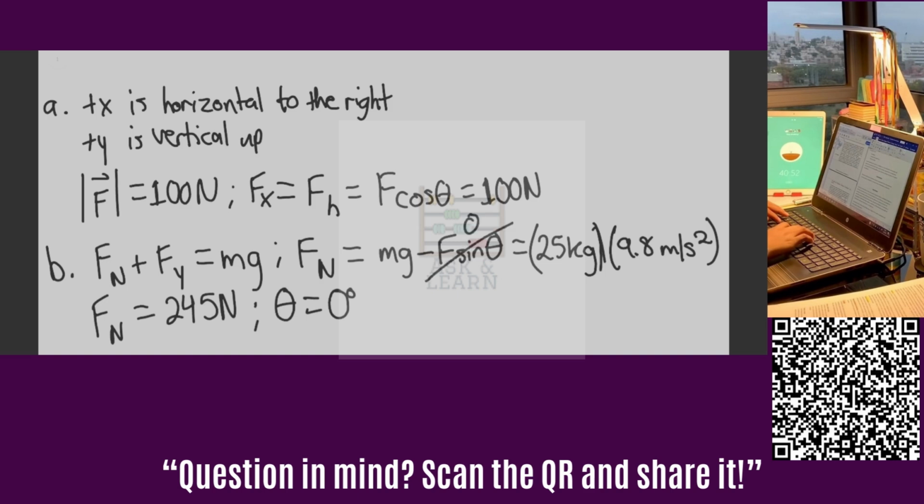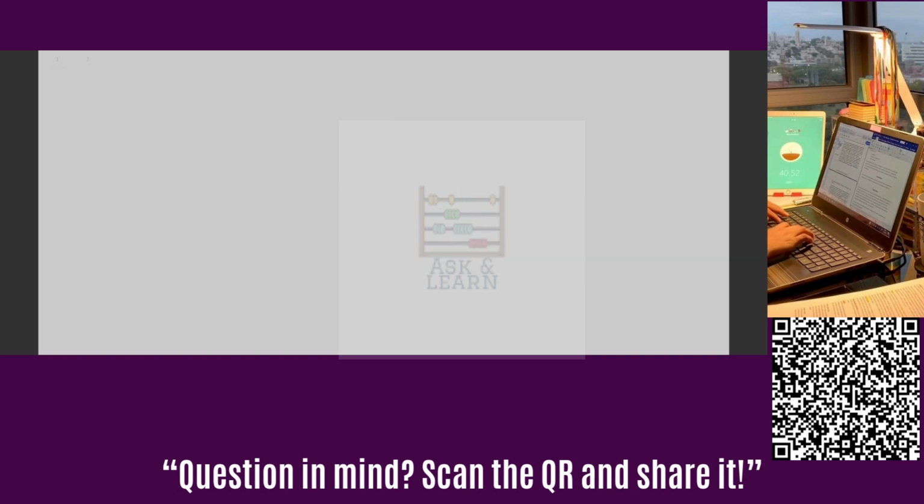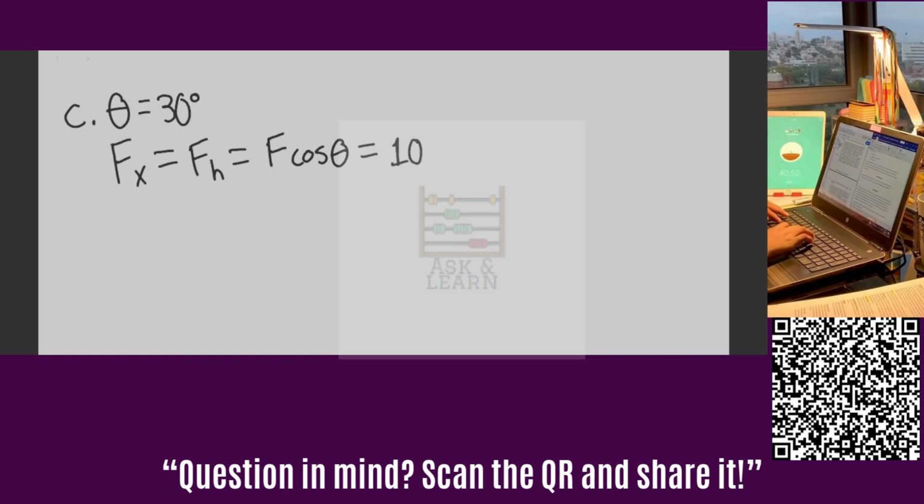However, for part C now, we have an angle of 30 degrees. So when we have an angle of 30 degrees, now we actually do have to account for the angle. And so the x component of the force, or we can say again F horizontal, would be the magnitude of that force cosine of theta. We can say that this is going to be equal to 100 newtons times cosine of 30 degrees. And this is giving us 86.6 newtons.